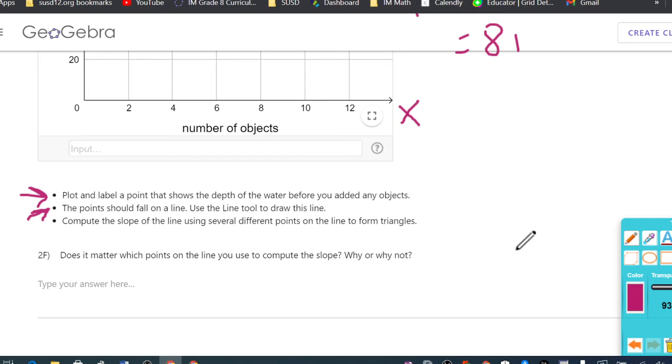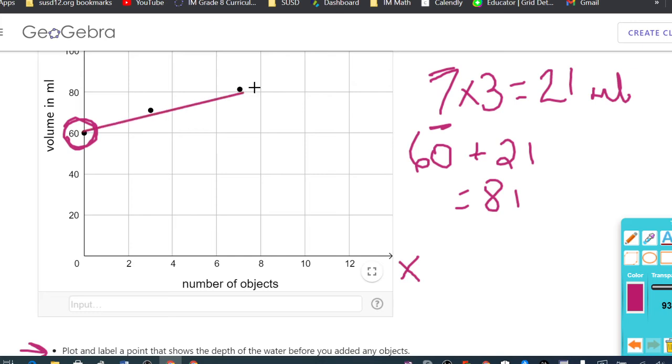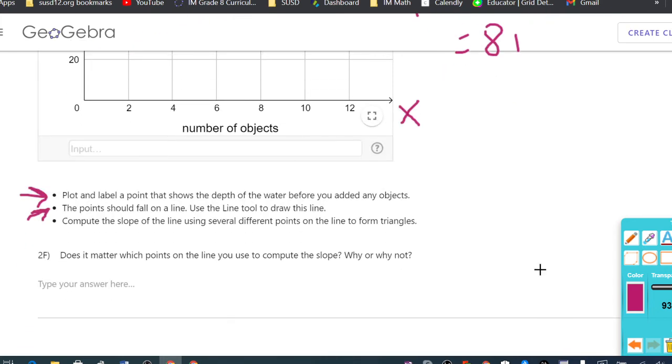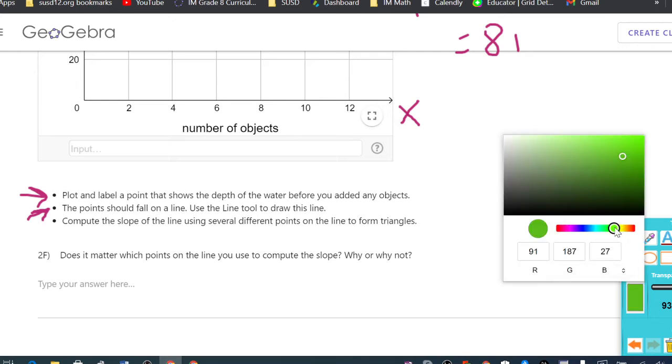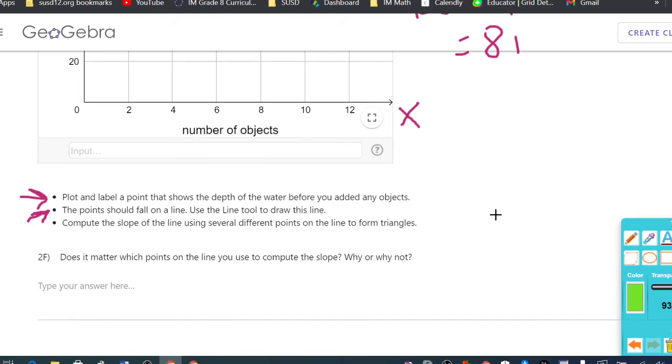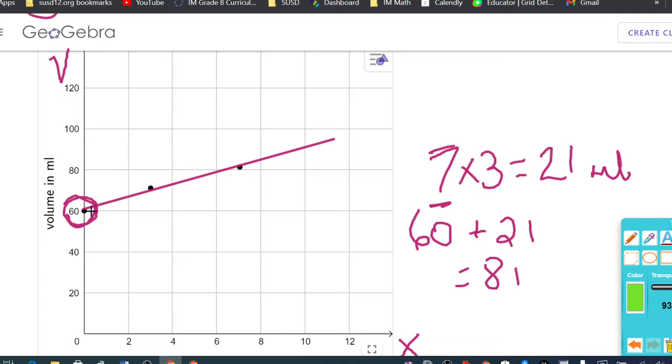Next, the point should fall on a line. Use the line tool to draw this line. Okay, I'm going to use my painting tool, but you should use the line tool. Something like that, almost. Next, compute the slope of the line using several different points on the line to form triangles. Aha! Compute the slope of the line using triangles? Okay, let me show you what that means.